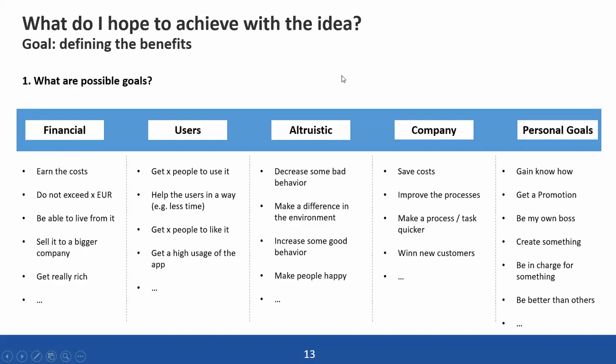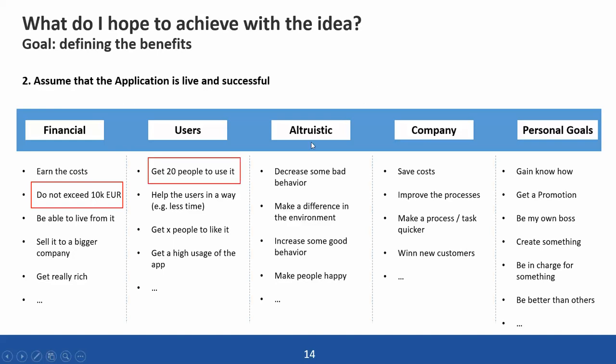So for example, if I think about my solution, I can say, for me it is important not to exceed 10,000 euros. For me it's important to get 20 people to use it. For me it's important to especially improve the process, because when I thought it through, I don't think I will really get rich with this mock-up tool. But I can improve my process and perhaps the process of other people, and also I can gain some know-how, I can create something, be in charge of something.